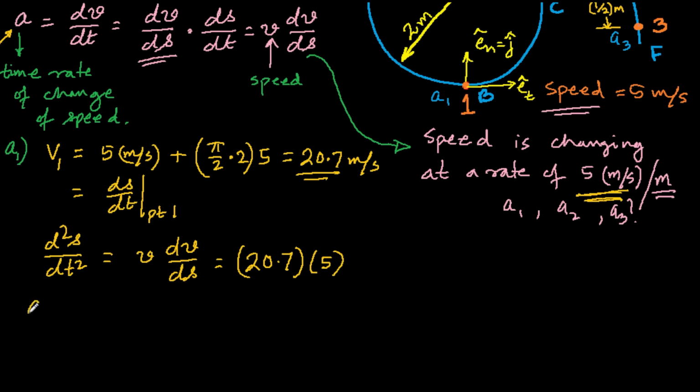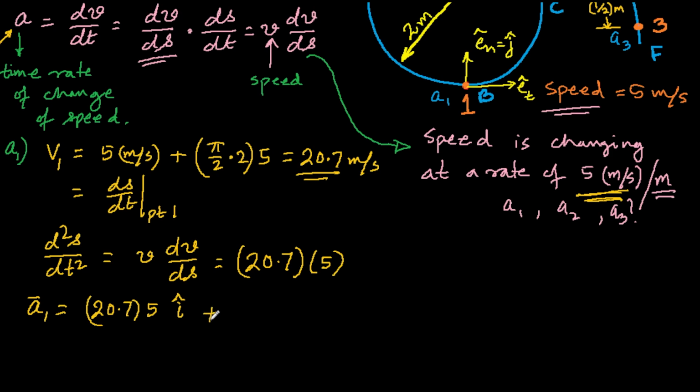Now we are in a position to write the acceleration a1. As usual, we know the direction et for this. I can write it here directly. So a1 we can calculate: 20.7 times 5, then et is i cap.